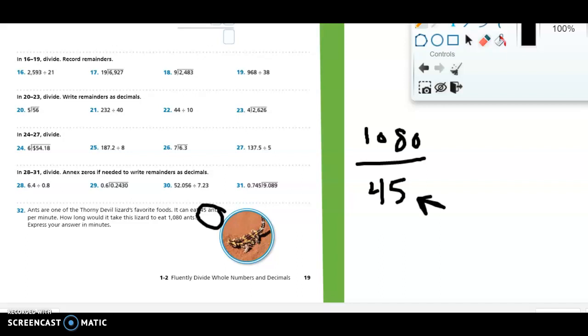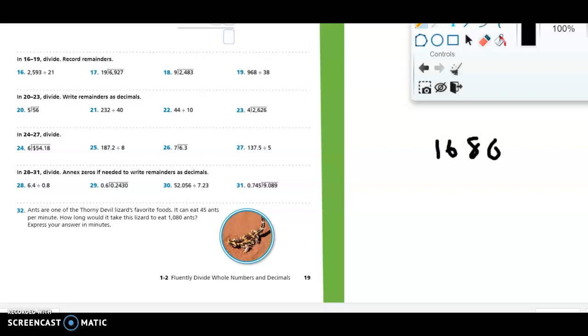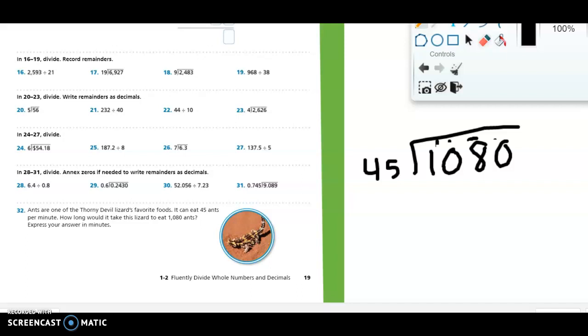All right, so I'm going to go ahead and erase this so I have room to do a long division. So again, I have 1,080, and I'm dividing that by 45. So I'm looking at how many groups of 45 are in this case, oh my goodness, you guys. Let me rewrite this number. 1,080. There we go.